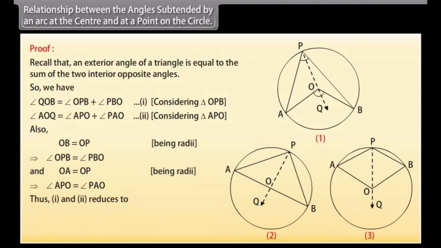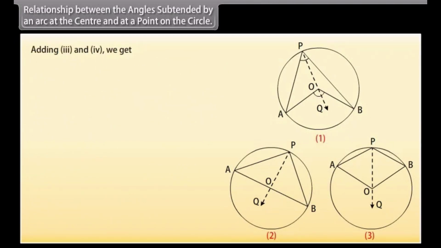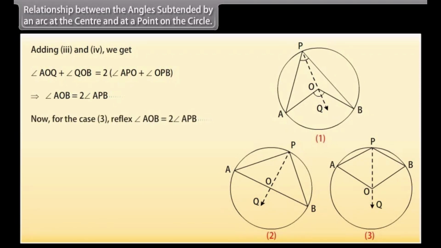Thus, 1 and 2 reduce to angle QOB as 2 into angle OPB, 3. Angle AOQ is equal to 2 angle APO, 4. Adding 3 and 4, we get angle AOQ plus angle QOB is equal to 2 into angle APO plus angle OPB. Similarly, angle AOB is equal to 2 angle APB. Now for case 3, reflex angle AOB is equal to 2 APB. Hence proved.